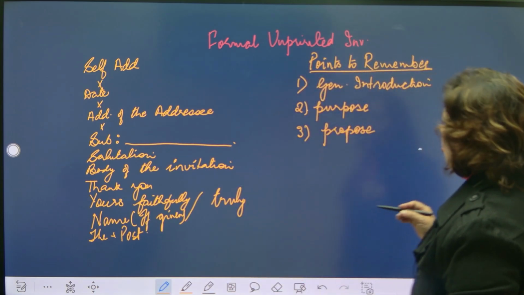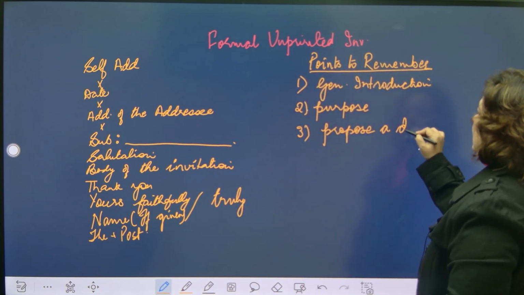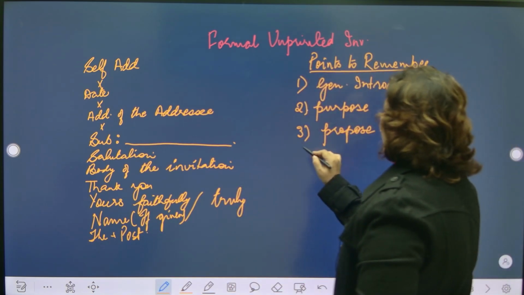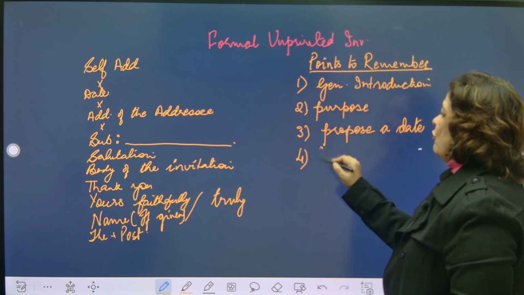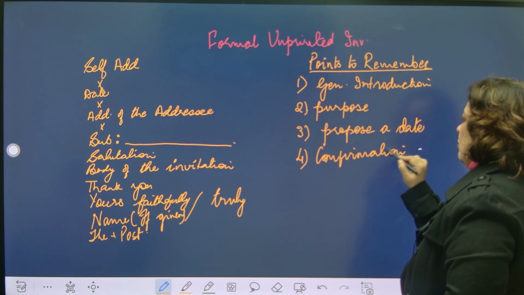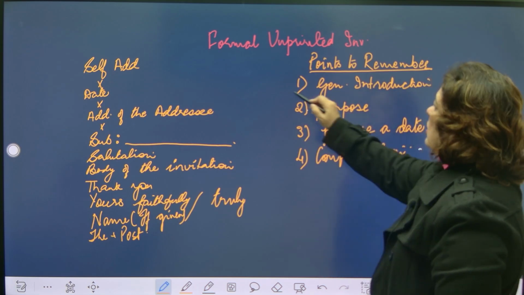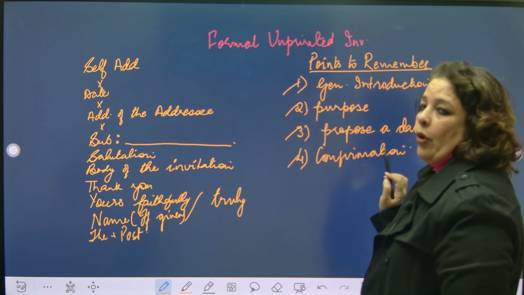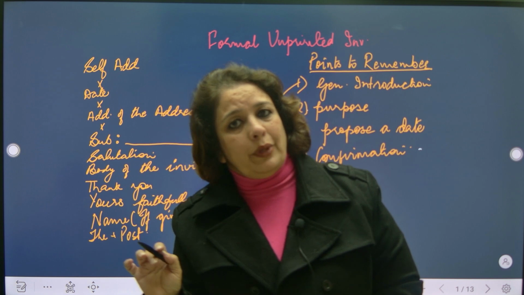Okay. So here it is. You are going to propose a date. And in the end, you are going to ask for the confirmation, whether he is ready to come or not. Just work on these 4 points and your answer is always going to be correct.